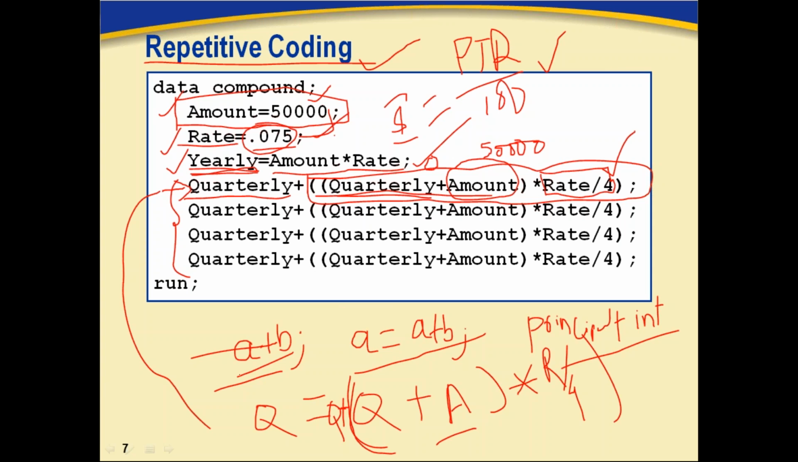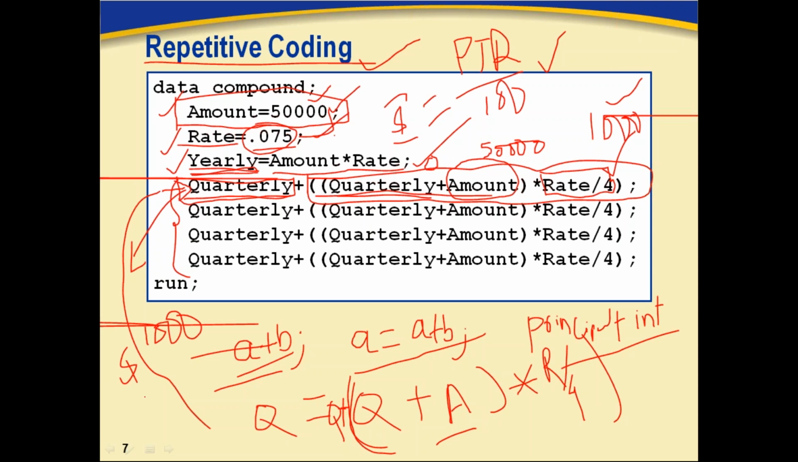So initially quarterly you have not defined, so it will be 0. It will calculate the rate of interest on this 50,000. Whatever value you get, let's say you got some $1,000, that $1,000 will be stored in quarterly in the first iteration. In quarterly you have 1,000, meaning the interest amount you got is, let's say, $1,000.